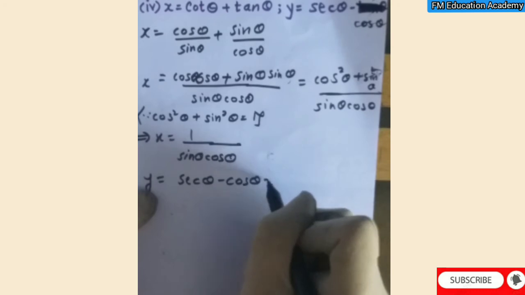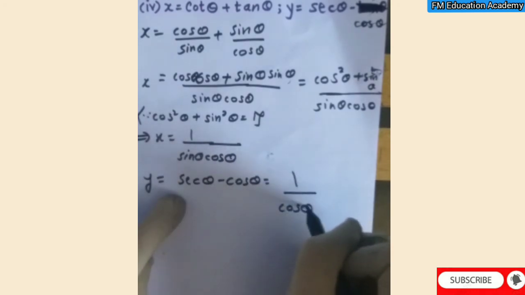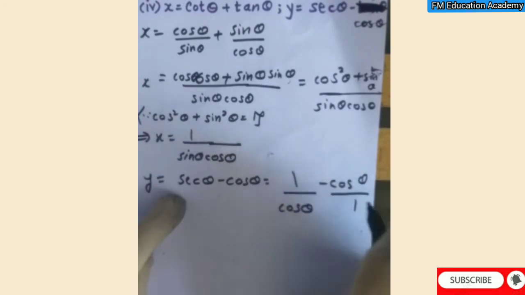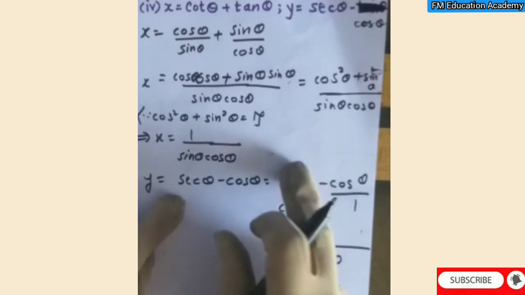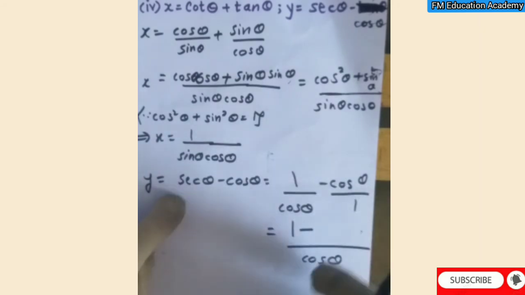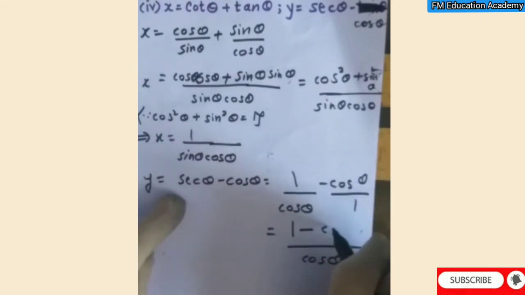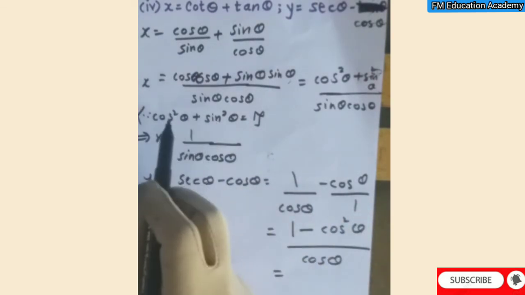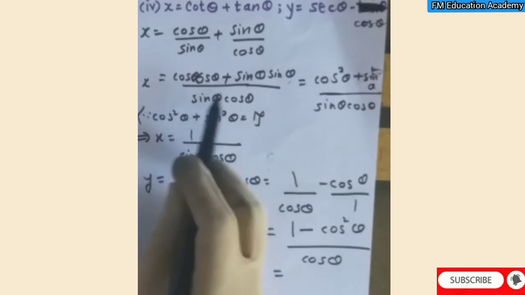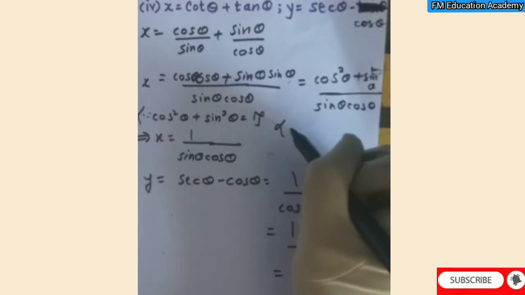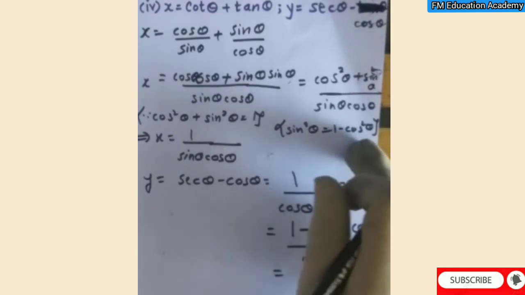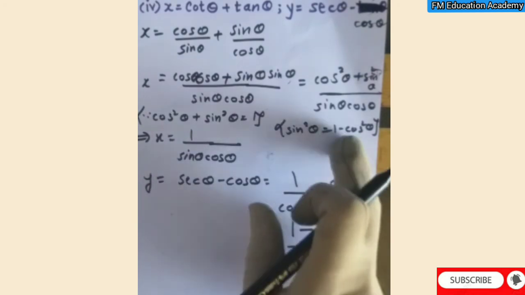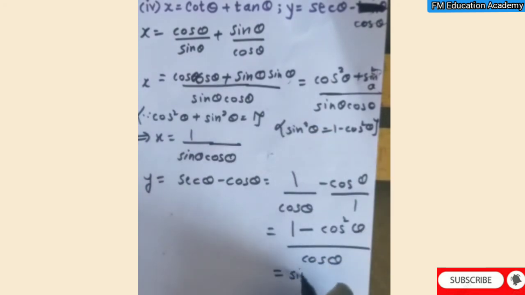So we can write sec θ as 1 by cos θ, minus cos θ. So LCM of cos θ and 1 is cos θ. Cos θ divided by cos θ is 1. 1 into 1 is 1, minus cos θ divided by 1 is cos θ, cos θ into cos θ is cos²θ. What is 1 − cos²θ? We know sin²θ + cos²θ is 1. So if we take plus cos²θ that side, we are getting minus cos²θ. So we got the value of 1 − cos²θ as sin²θ.